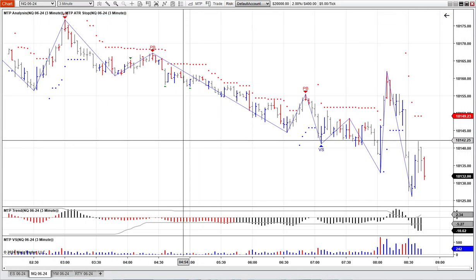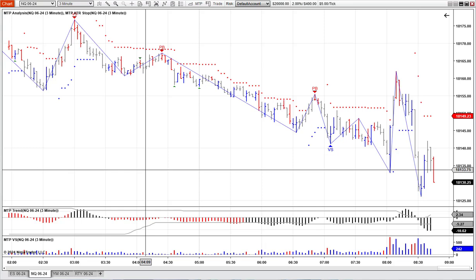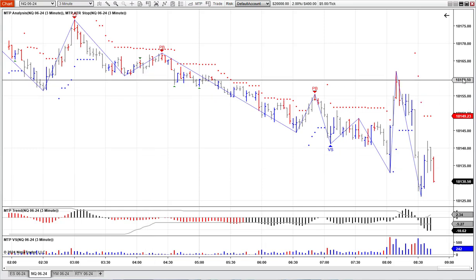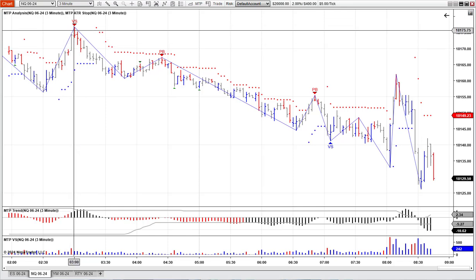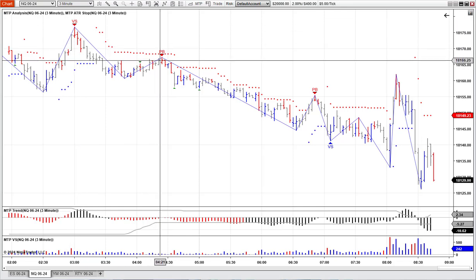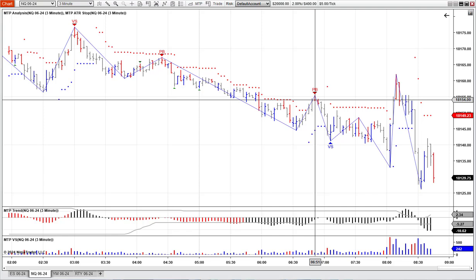Right, let's have a look at the chart. You can see here it's a good day for MTPredictor. Started off very nicely with a VS sell here. Then we had two nice pullback trade setups here.